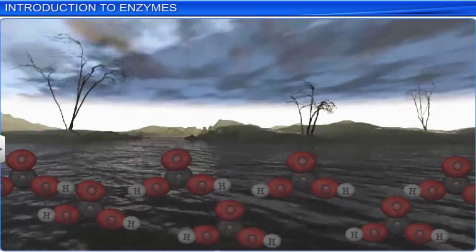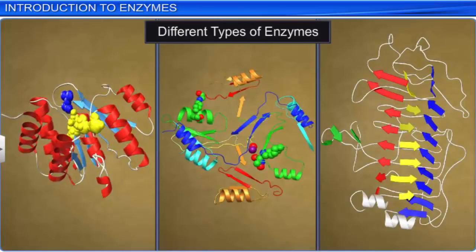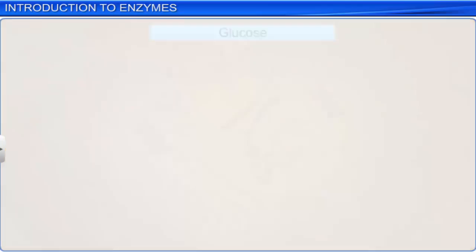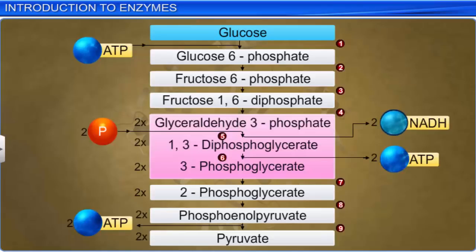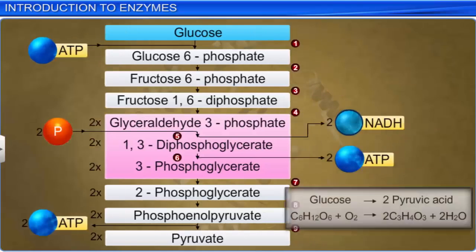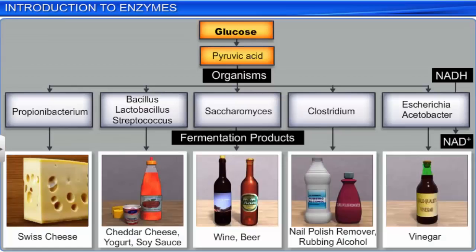There are numerous types of enzymes, and each of them catalyzes a unique chemical and metabolic reaction. There are also multi-step reactions, where each step is catalyzed by a single or multiple enzymes. For example, glucose is converted into pyruvic acid through 10 different enzyme-catalyzed metabolic reactions. Pyruvic acid yields different types of end products during various pathways.